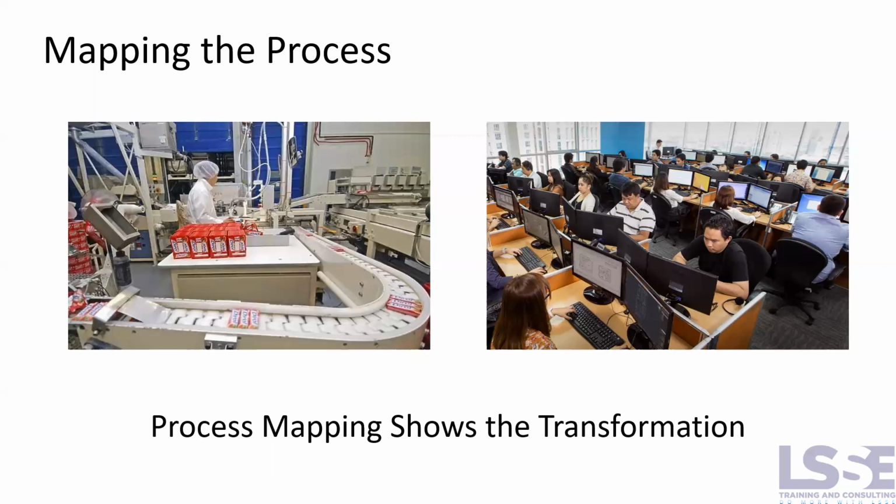If you go to a manufacturing plant, like the picture shown on the left side, which is a typical manufacturing plant in a chewing gum company, you are able to visualize actually the transformation that's happening. You can see with your own eyes how a chewing gum is produced. So even without a process map, you're able to visualize the transformation. But in a service industry, that is not the case.